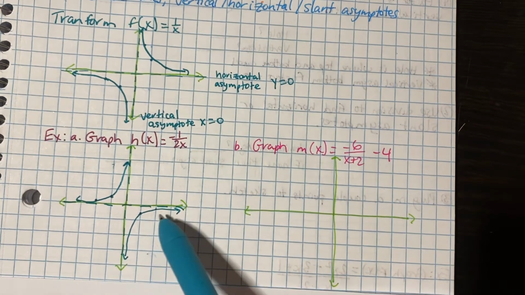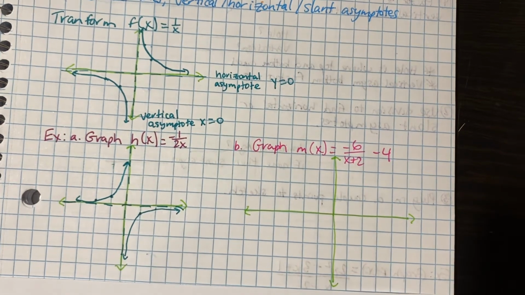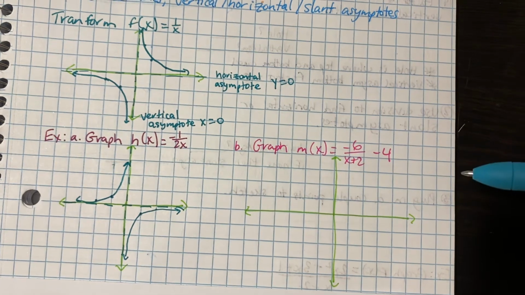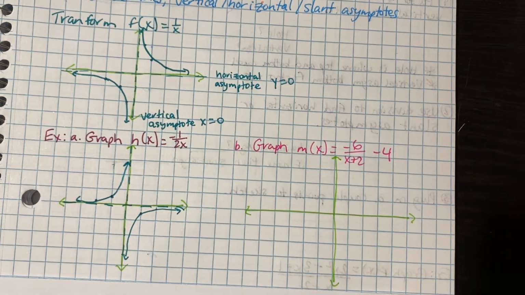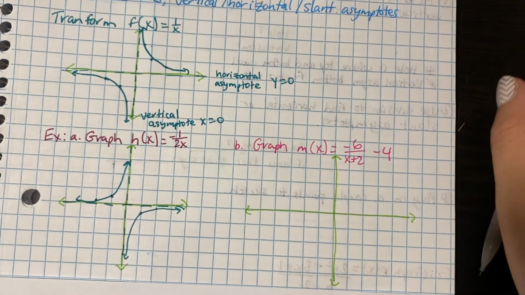I have some points that work. I know which direction it's supposed to be in. I know where my asymptotes are. That's fine. All right, this one's going to be a little bit different because we got to think about it, because we're going to be moving things around a little bit. Okay.